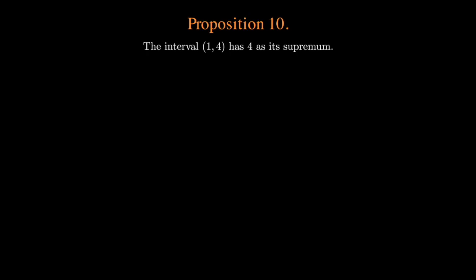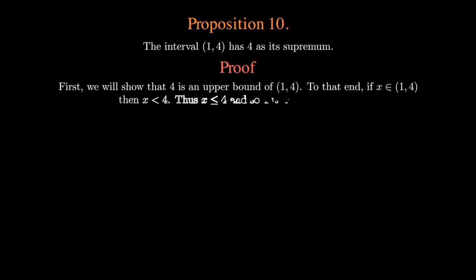One, that 4 is an upper bound, and two, that if there's any other upper bound, to show that 4 is the least upper bound. To show that 4 is an upper bound of the open interval from 1 to 4, we first unpack the definition of being in an open interval, which tells us that if we have some element x in the interval, then x will be strictly less than 4. And if x is strictly less than 4, then x is also less than or equal to 4. And so 4 is an upper bound by definition.